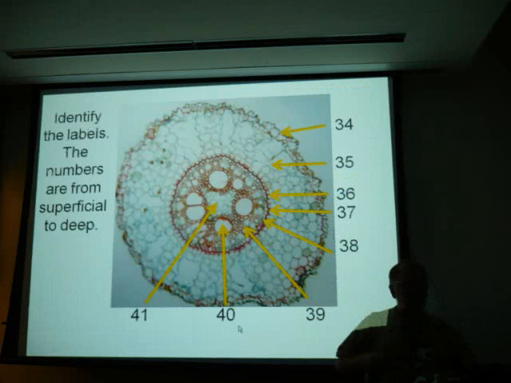All right, well, here we go. This is not too bad. 34 was the epidermis. 35 was the cortex. 36 was the endodermis. Inside that, there's the Casparian strip. And inside that, there's the pericycle. Now, 39 is the phloem, 40 is the xylem, and 41 is the stele.